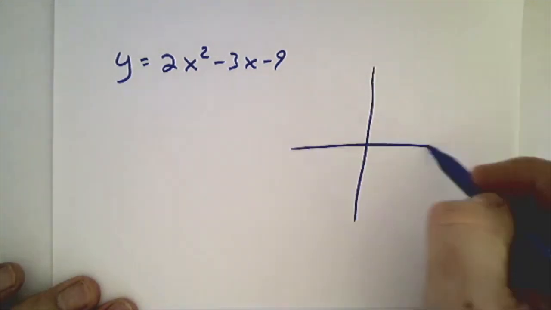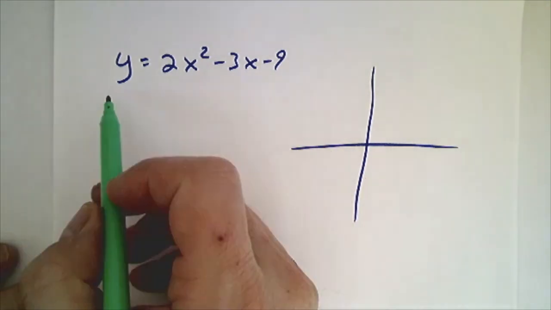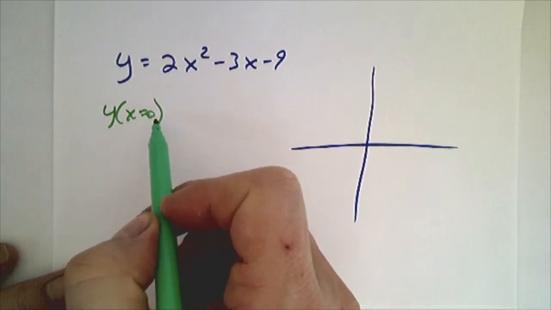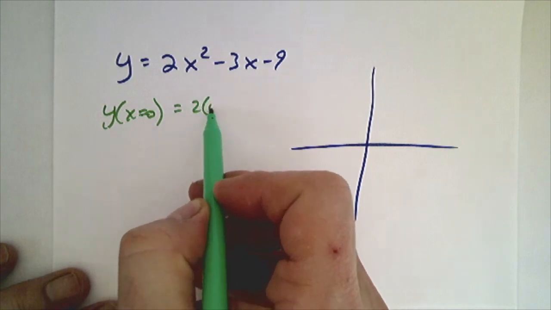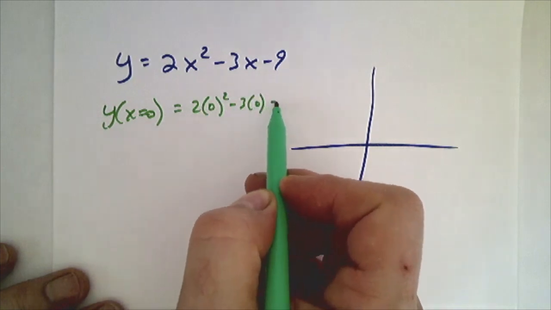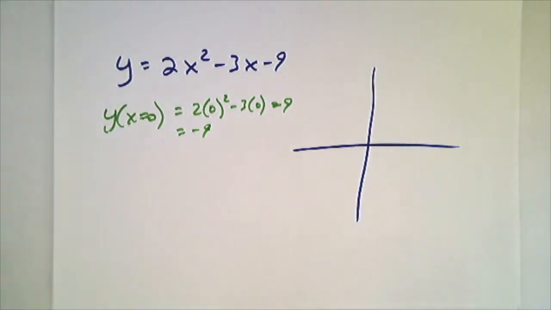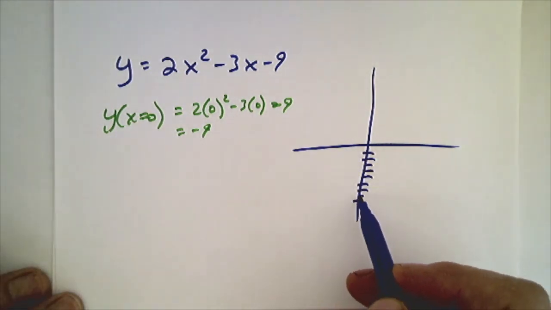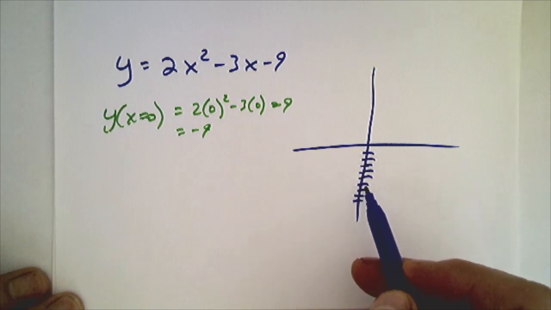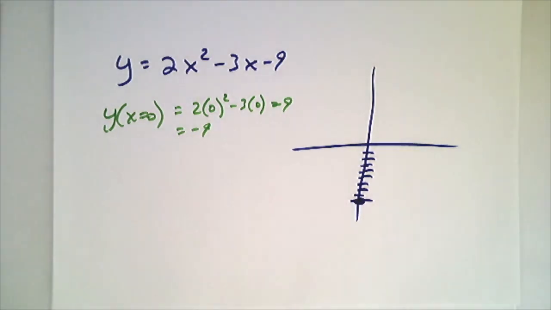Let's graph the critical points on this one. First thing I want to do is find when x equals 0. When you put in x equals 0, what is the value for y? 2 times 0 squared minus 3 times 0 minus 9. That would be minus 9. Okay, so putting that on the graph. 3, 4, 5, 6. Okay, that's a point on the graph.